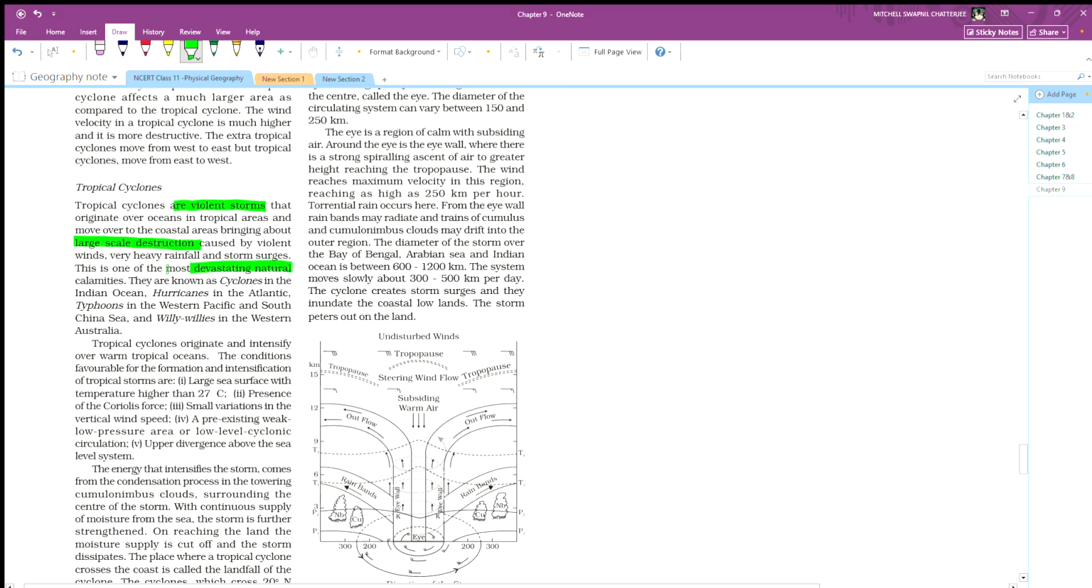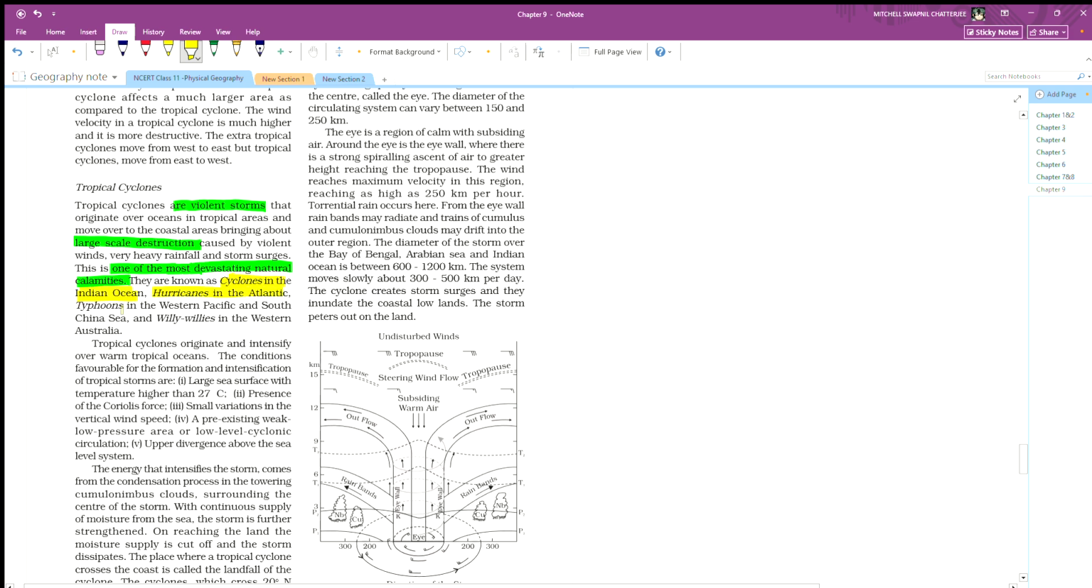This is one of the most devastating natural calamities. They are also known as cyclones in the Indian Ocean.